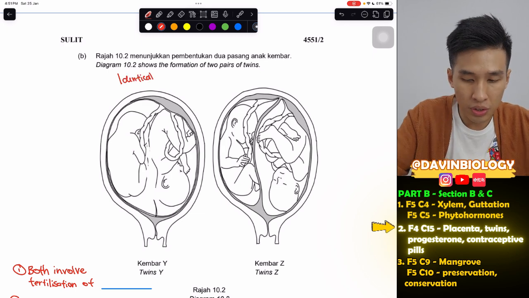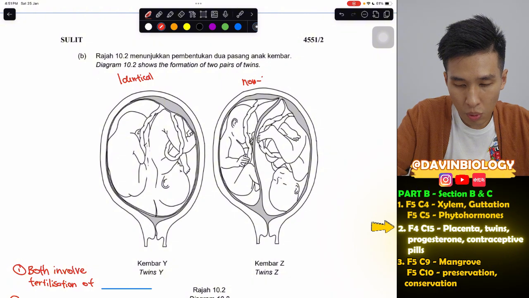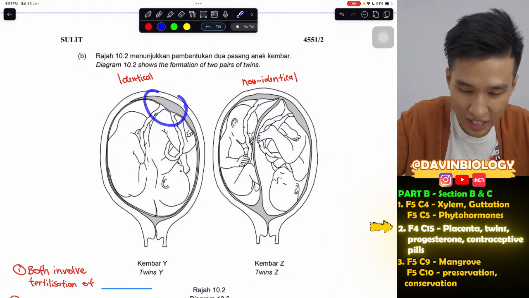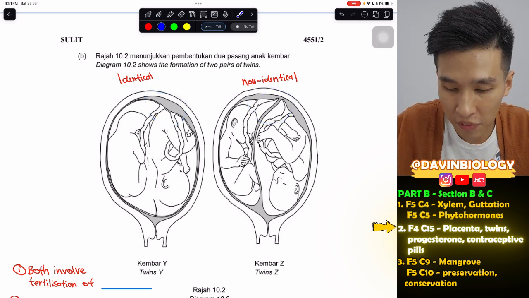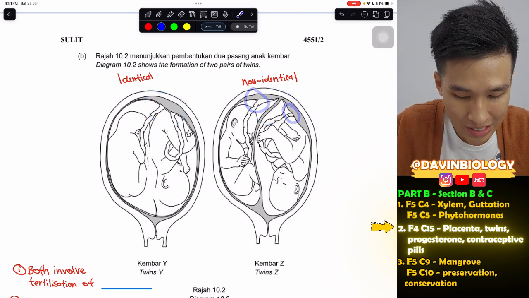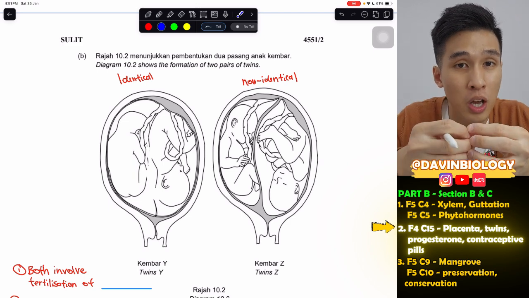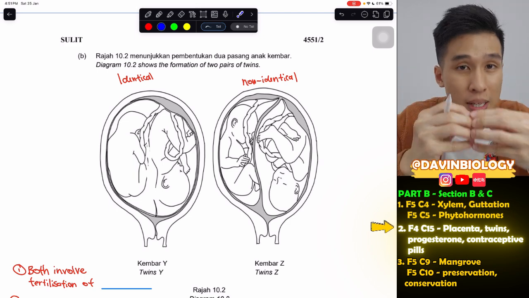This is non-identical. How do I know that? By mainly looking at the placenta, of course you cannot see the faces, right? Non-identical twins will have their own placenta. But identical twins will share the same placenta because they are formed from the same zygote. One zygote will only form one placenta.